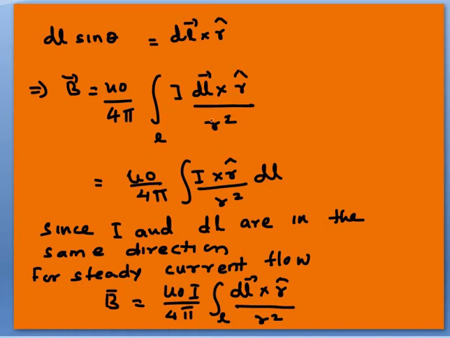So this is nothing but I times dl cross r cap by r square, because dl and I are in the same direction, since we are taking a current carrying wire. This is dl and this is I, so both are in the same direction. If there is a steady current flow, that is, if I is a constant, we can take I out of the integral and we can write mu 0 I by 4 pi integration over L dl cross r cap by r square.